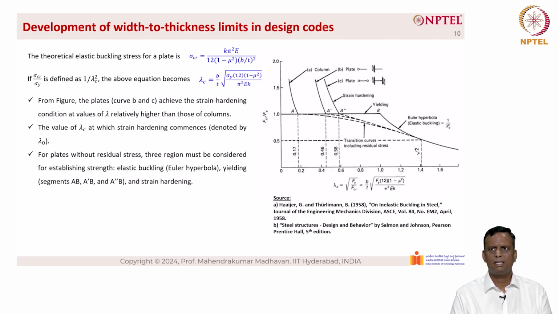For plates without residual stresses, three regions must be considered for establishing the strength. Region 1 is the elastic buckling region, which is the Euler hyperbola given as 1 by lambda sub c square. The next is the yielding segments, which are segments AB, A dash B and A double dash B, and the third one is the strain hardening segment that is seen here.